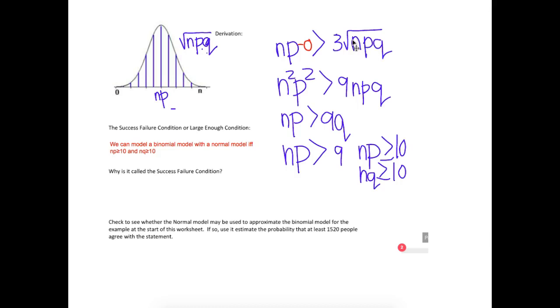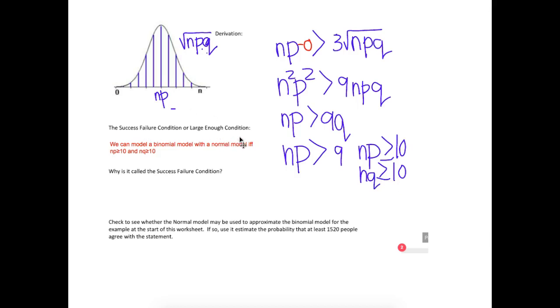I squared both sides to get rid of my radical. And then I divided by np on both sides. I know that q, remember, that is basically not p, so q should be between 0 and 1. So here if I have 9 times q, it's really going to be something that's close to 9. So I know np is going to be greater than or equal to 10. Similarly, nq will be greater than or equal to 10.